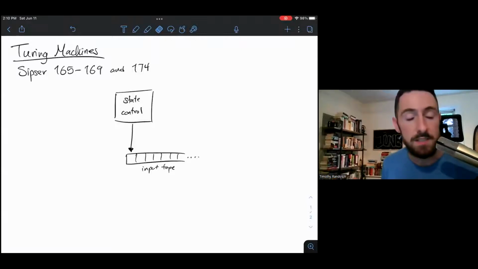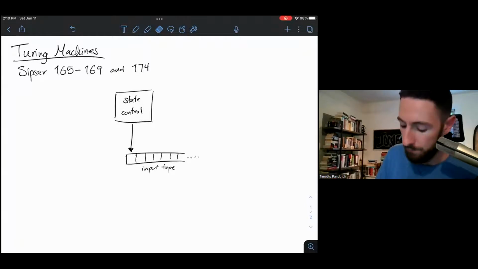Our previous automata have had internal states, and they move between internal states based on where they are and based on what they read off the input tape. Our pushdown automata also had a special memory, a stacked memory off the side. But our Turing machines have a couple of new superpowers.